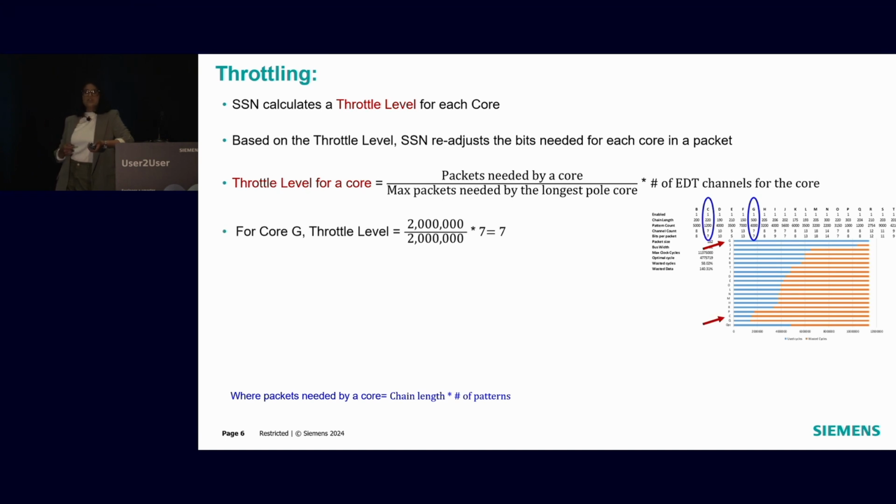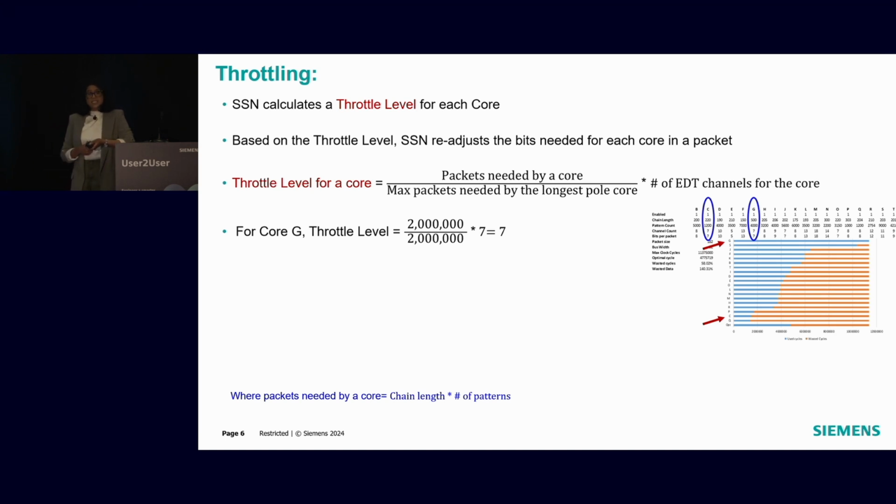Before core C, we will discuss the throttle level for core G, right? So for core G, it's chain length times number of patterns divided by the max packets needed by the longest core, which in this case, again, is core G. So the throttle level becomes 1. That means, because this is the longest core, I'm going to supply it all the bits I can. So that really becomes equal to the number of bits of the EDT channels for that core. If it can receive 7 bits, I'm going to give it 7 bits.